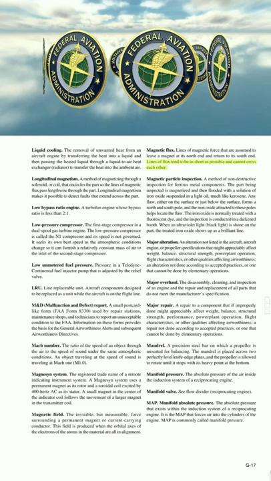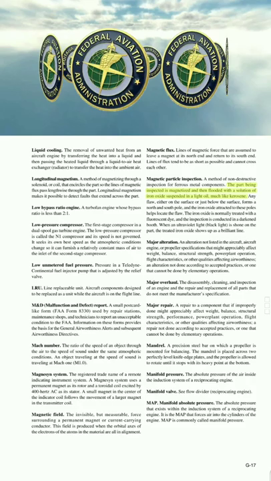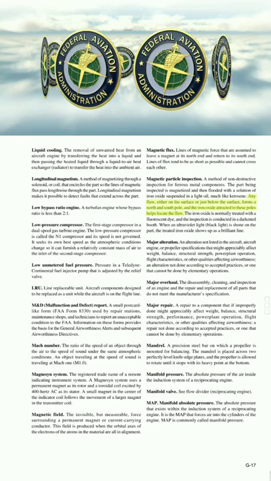Magnetic particle inspection. A method of non-destructive inspection for ferrous metal components. The part being inspected is magnetized and then flooded with a solution of iron oxide suspended in a light oil, much like kerosene. Any flaw, either on the surface or just below the surface, forms a north and south pole, and the iron oxide attracted to these poles helps locate the flaw.